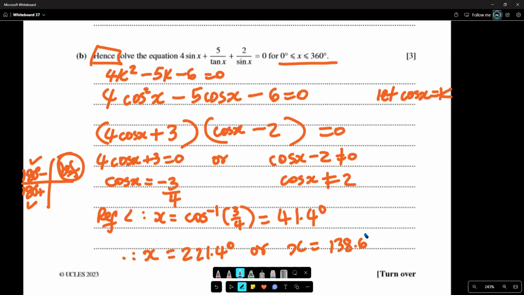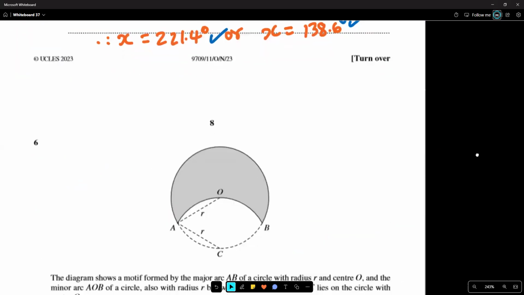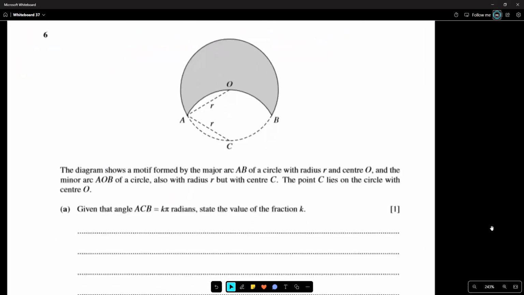Right, degrees. And those are the two solutions, ladies and gentlemen. And that's it with this question. Let's keep on going. Next one. Awesome.